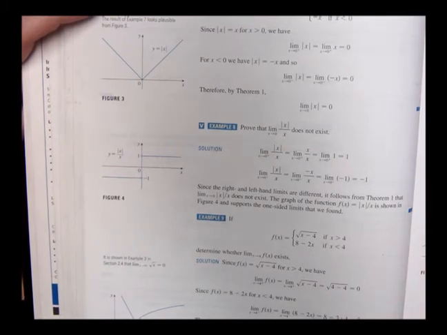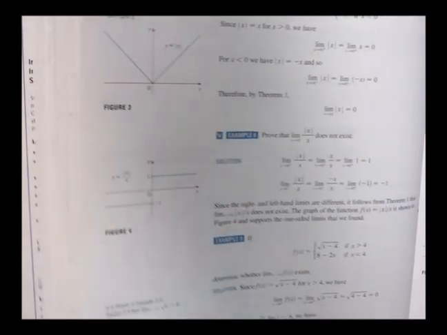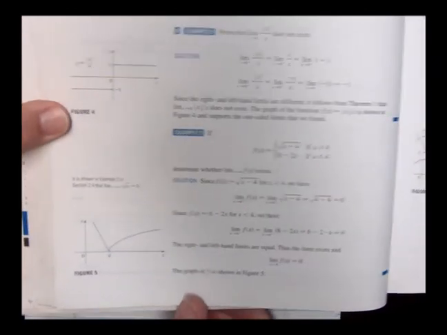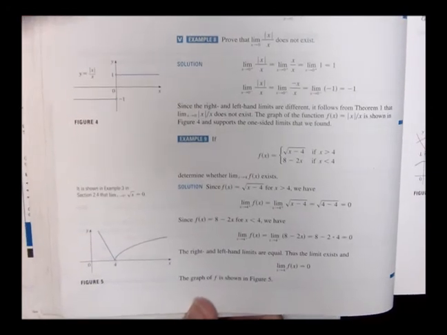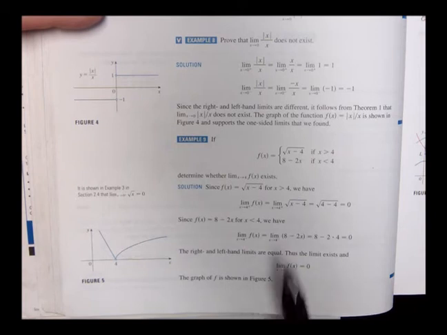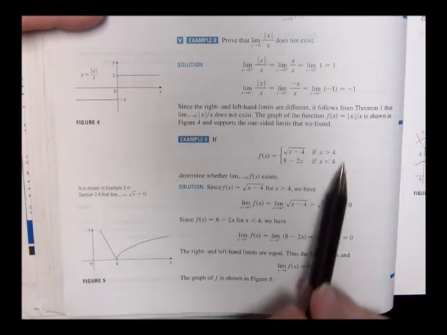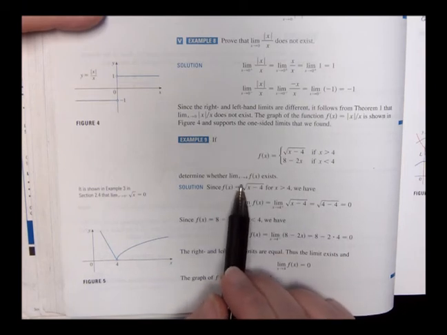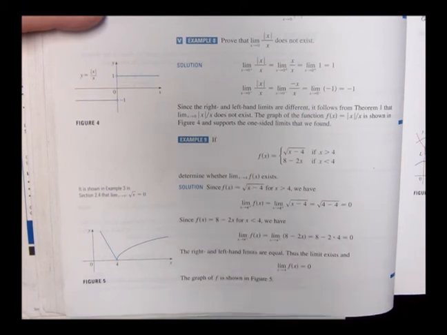All right, let's look at example 9. Looks like it's a similar one. Look at it by observation more so. So now we want to see if this has a limit as it approaches 4. And we're using 4 because that's the number here. So determine whether the limit as x approaches 4 of f of x exists. Let's take a look.